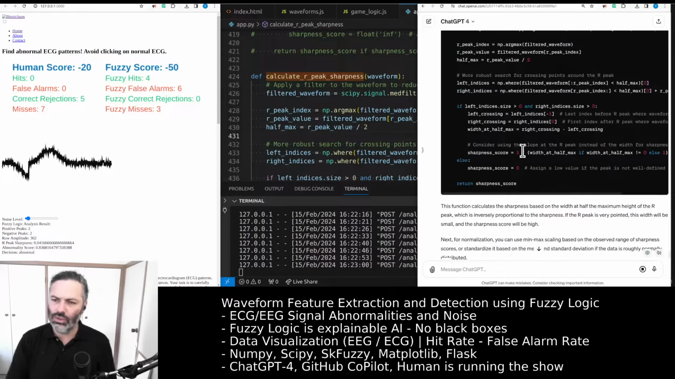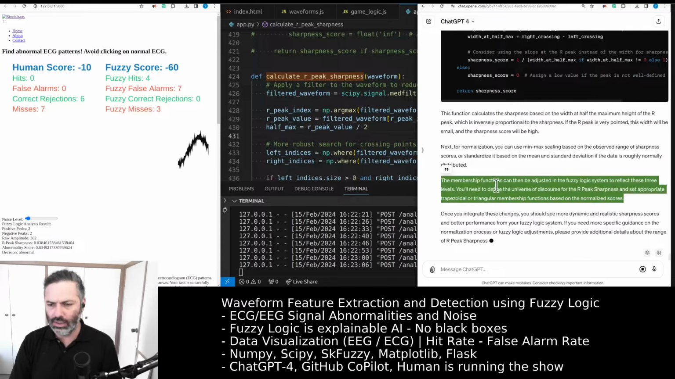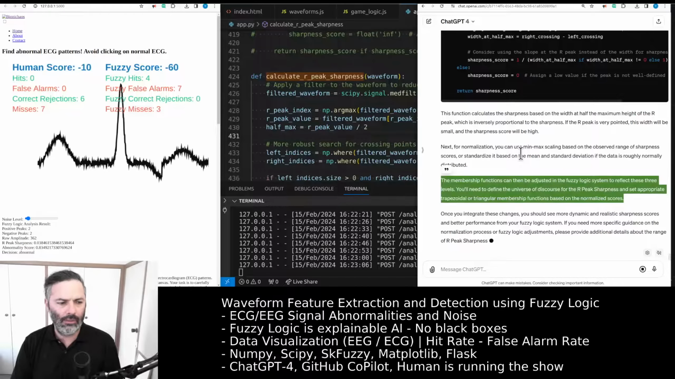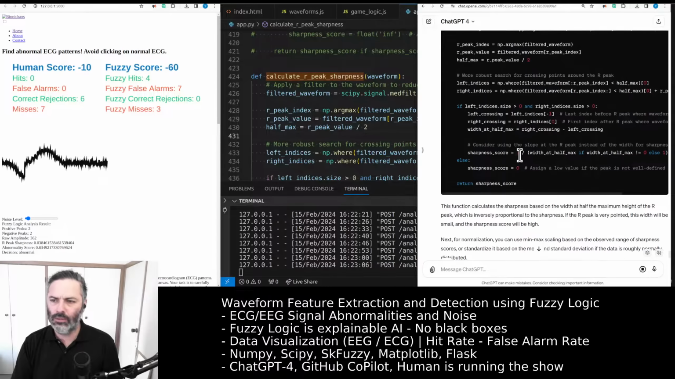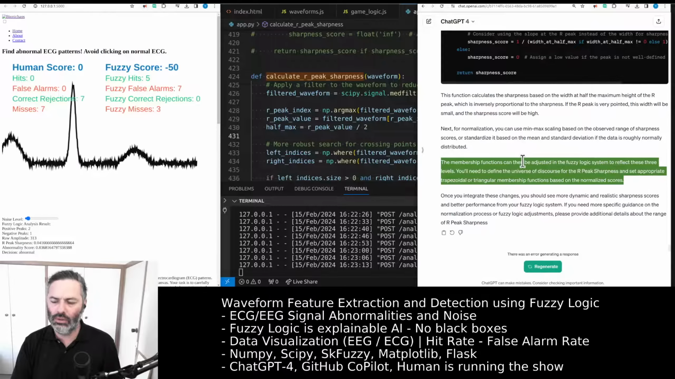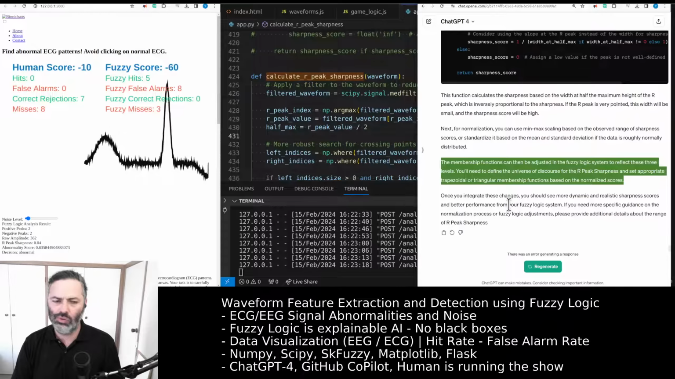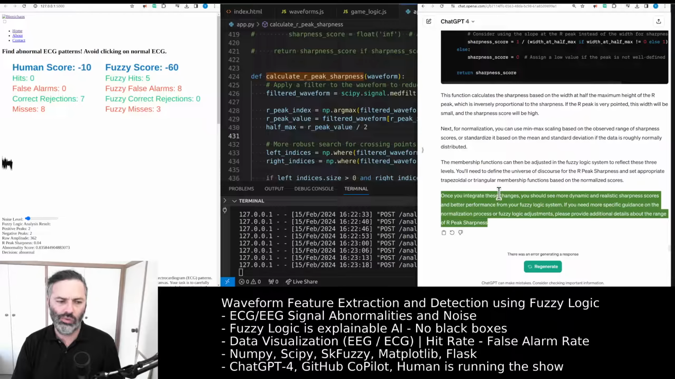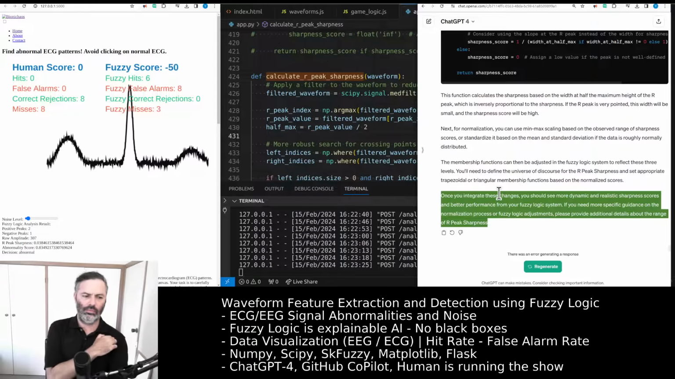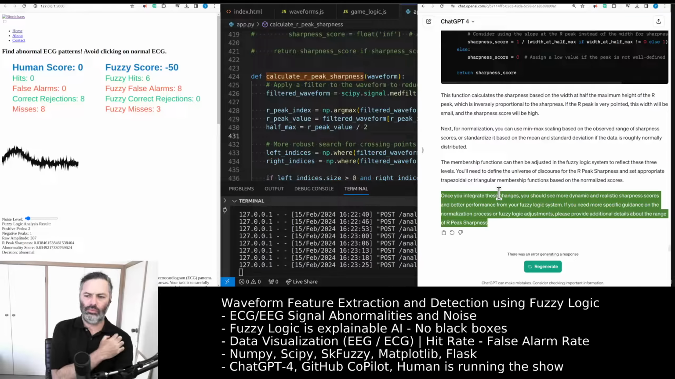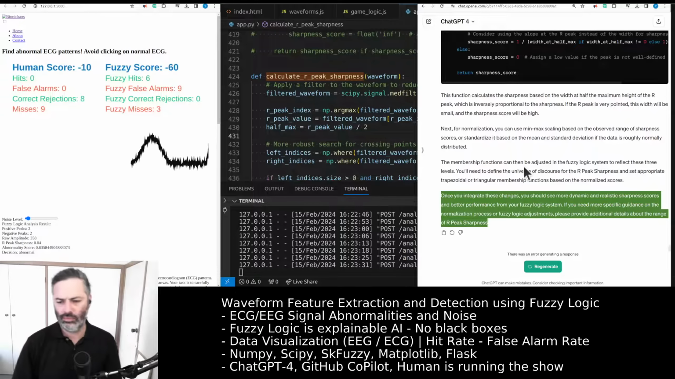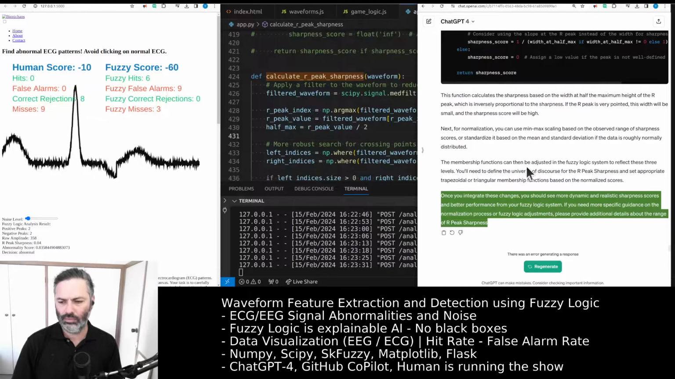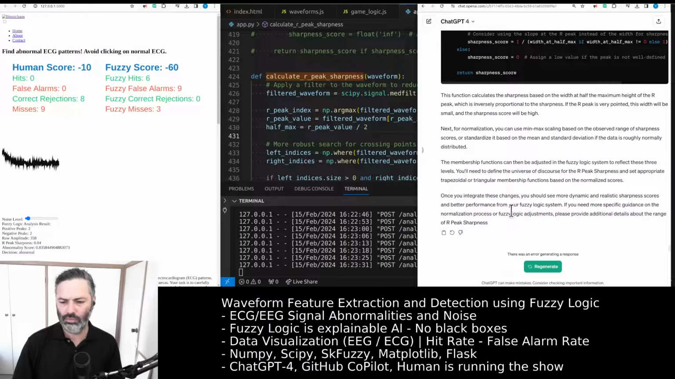Yeah, so it's not normalizing it yet, is it? The membership functions can then be adjusted in the fuzzy logic system to reflect these three levels. You need to define the universe of discourse for the R peak sharpness and set appropriate trapezoidal or triangular membership functions based on the normalized scores. Once you integrate these changes, you should see more dynamic and realistic sharpness scores and better performance from your fuzzy logic system. If you need more specific guidance, please provide additional details about the range of R peak sharpness.